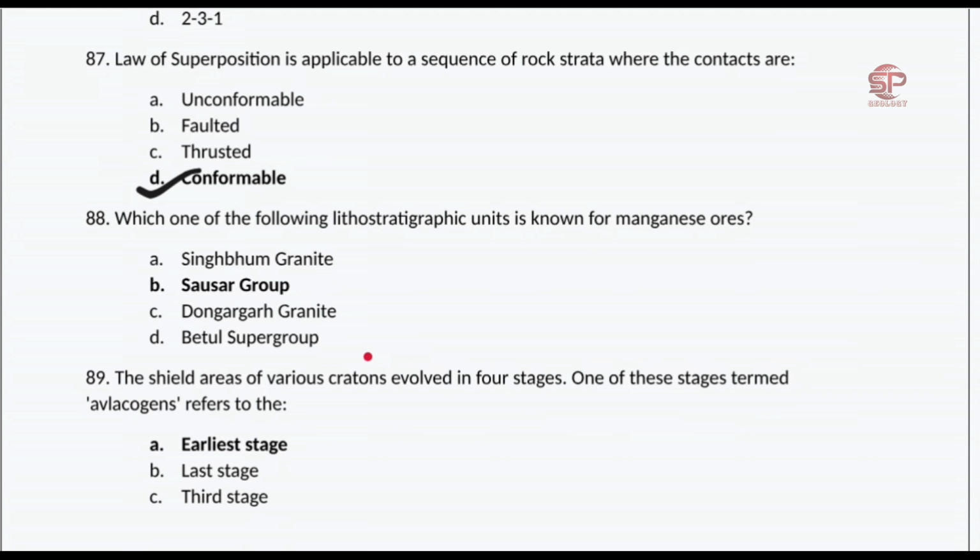Then also, which of the following lithostratigraphic units is known for manganese ore? So, Sausar Group in Mansar Formation, there is manganese deposition.